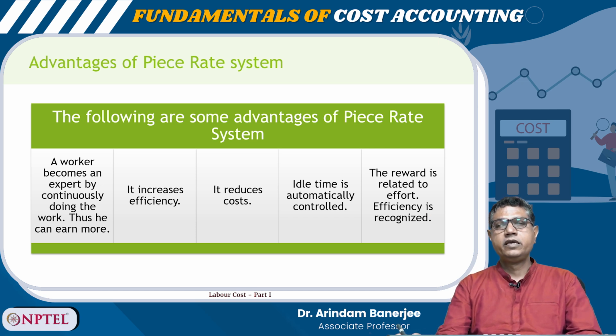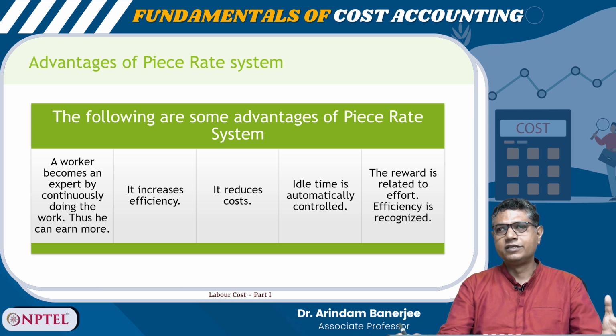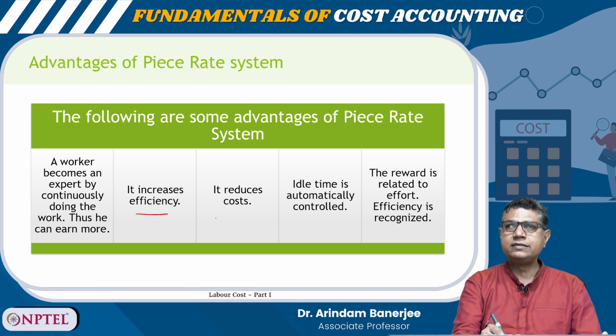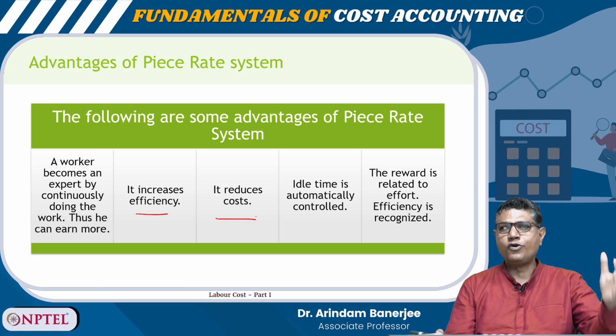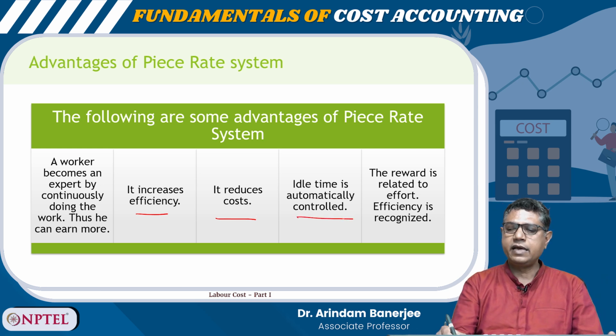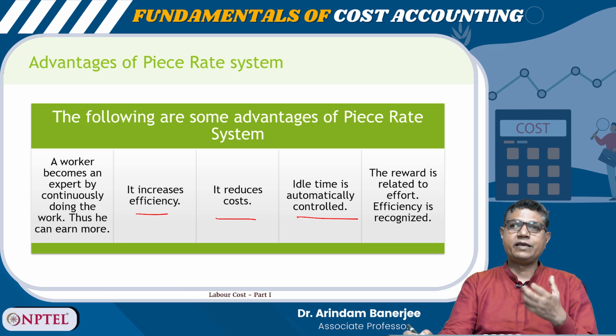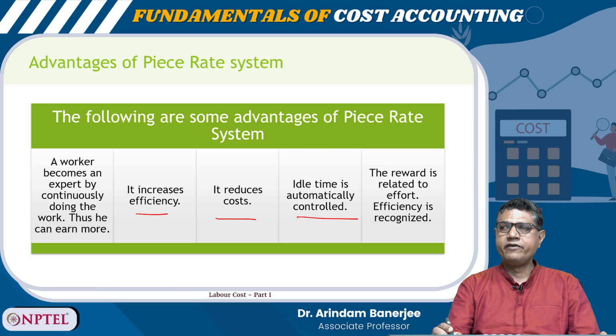The advantages: he becomes an expert because continuously he is doing the same job. As the worker is usually doing the same job repeatedly, it increases the efficiency, and as the efficiency increases, the cost reduces, and the idle time automatically gets controlled because the total remuneration is based upon the number of units, not the time. So, there is a natural tendency for the worker to produce more, and it is related to effort. The reward is related to effort, efficiency is recognized.